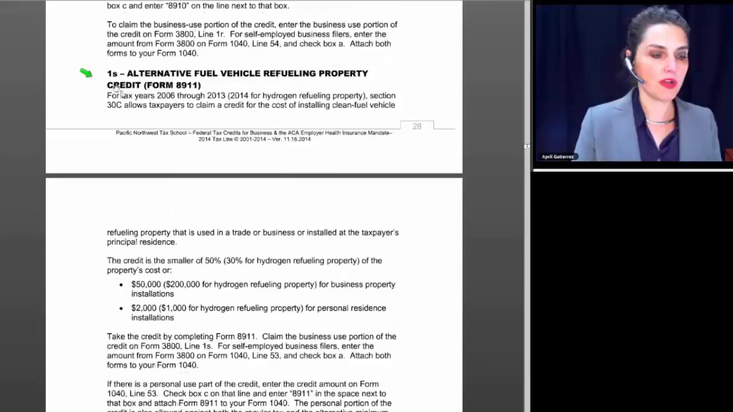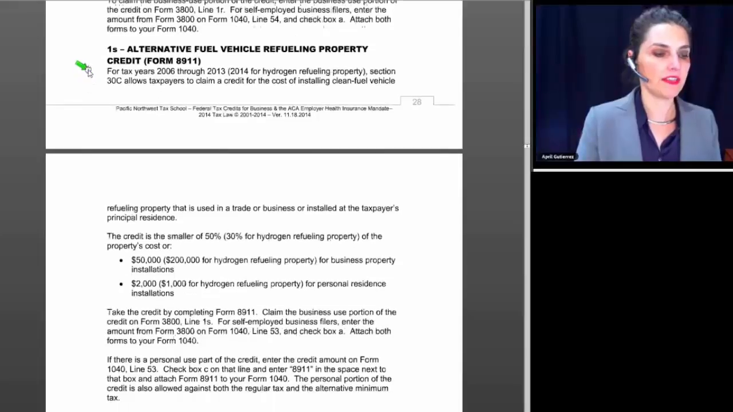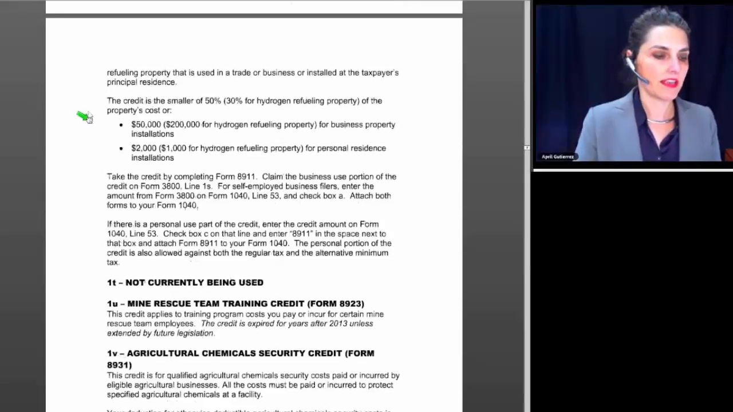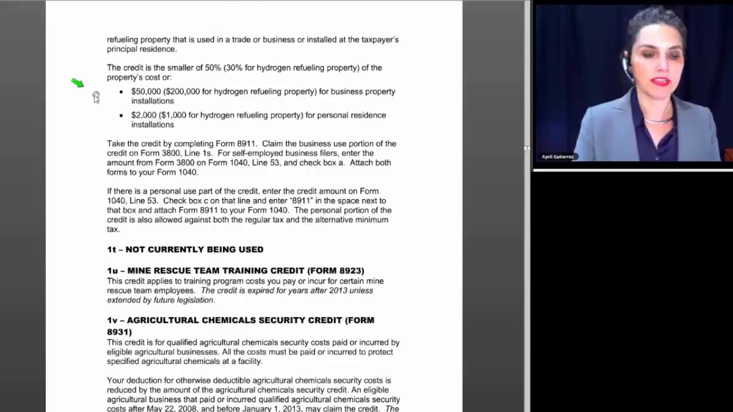Next up, we have line 1S for claiming the credit for alternative fuel vehicle refueling property on Form 8911 for tax years 2006 through 2013 and also for 2014 for hydrogen refueling property. Section 30C allows taxpayers to claim a credit for the cost of installing clean fuel refueling property that is used in a trade or business or installed in the taxpayer's residence. The credit is the smaller of 50%, or in the case of hydrogen refueling property, 30% of the property's cost. The limit is $50,000 for business property installations, or $200,000 for hydrogen refueling, and $2,000 for personal residence installations, but only $1,000 for hydrogen refueling property.